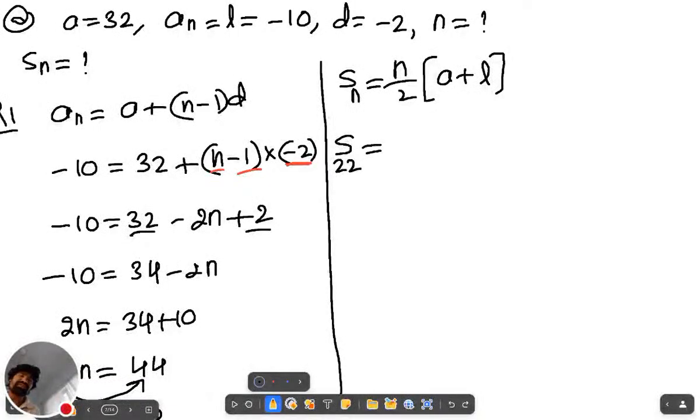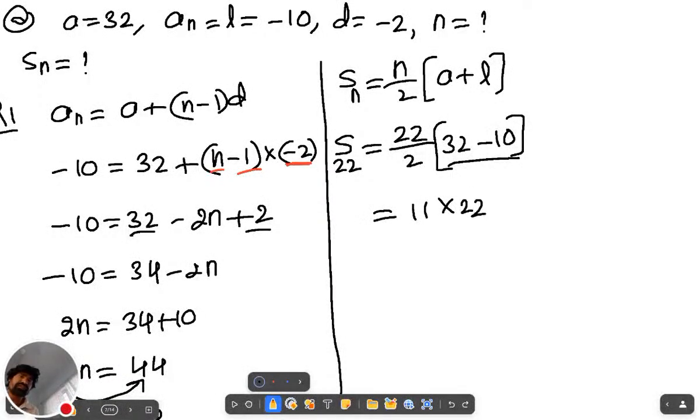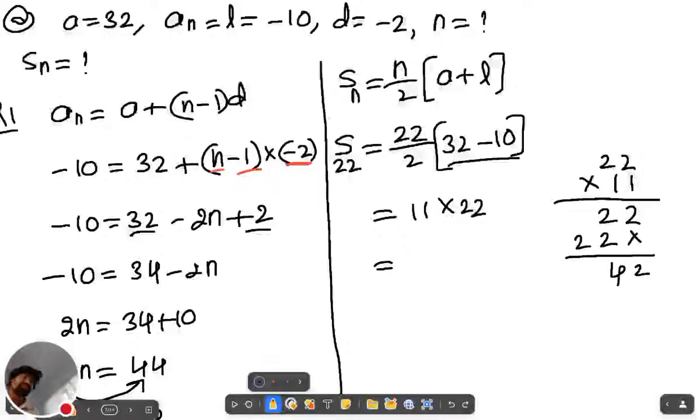So S22 is equal to n value 22, so 22 by 2 of a value, the first term is 32 and the last term is minus 10, the l value is minus 10. So 22 by 2 is 11 into 32 minus 10 is 22. So let's multiply 22 and 11. 22, again 22, 242. So the sum of these 22 terms is 242. So this is the answer for the 22A question. Let's go to the next question.